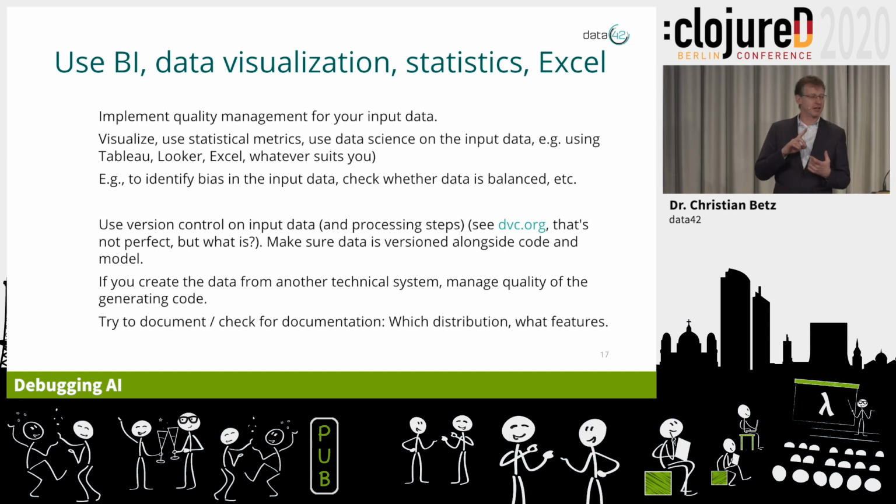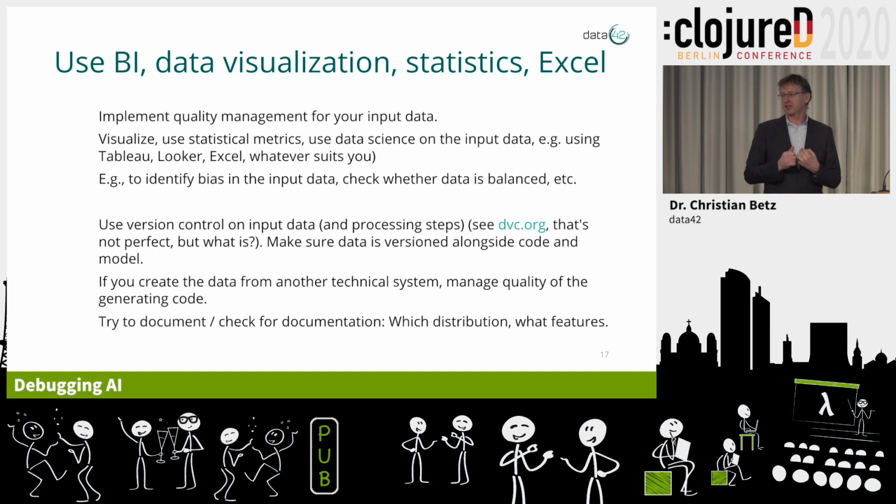This is basically a hard problem because, unlike source code, we're talking about huge amounts of data. So versioning huge amounts of data is a hard problem nowadays. I'm pretty sure dvc.org is one tool which is trying to cope with that. There's lots of stuff in the making here. Pick the one matching your problem, because it's totally different whether you're storing structured data, unstructured data, text, or pictures. You have to find the right solution, but make sure you have version control of what goes into your system.